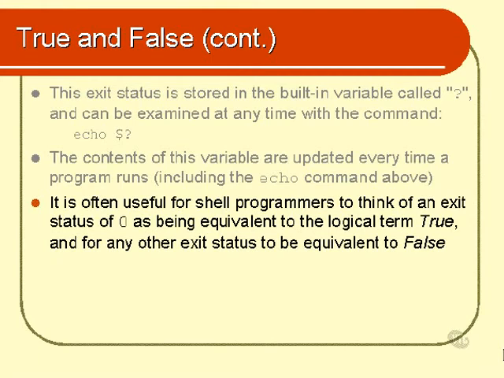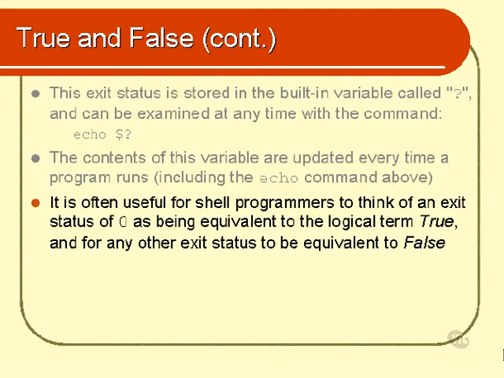Here's the important thing for this particular chapter. It is actually useful for us, the shell programmers, to think of this exit status as a true or false value. And you think of it like this. 0, which really means no error, you can actually think of as meaning true. And any other value, any non-zero value, you can think of that as meaning false. What it really means is there was probably some kind of error, but we'll think of it as meaning false.